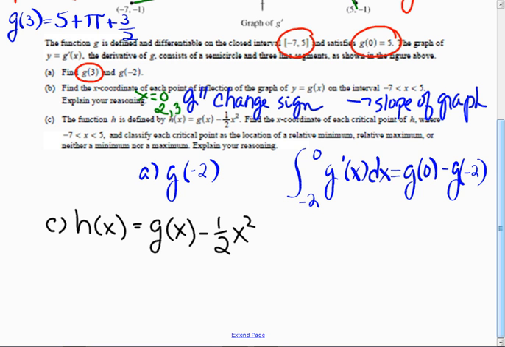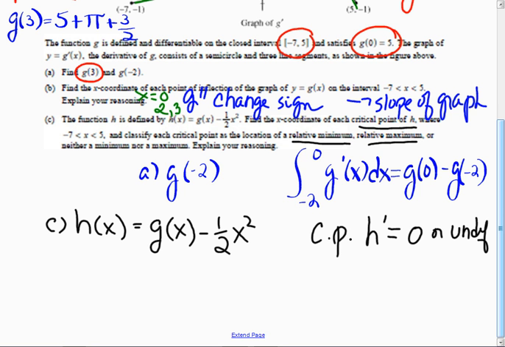Okay, find the coordinates of each critical point of H. What is a critical point? Remember, we did this yesterday. H prime equals 0 or undefined. It is at endpoints if we're looking for a max and min. Oh, now this is talking about relative minimum, relative max. So I'm not going to look at the endpoints. Locals do not occur at endpoints. They actually can occur at endpoints, but for this course we're going to say they can't. So we don't have to worry about the endpoints. Or neither a max or minimum. Okay, so I need to find out whether this derivative is 0 or undefined.